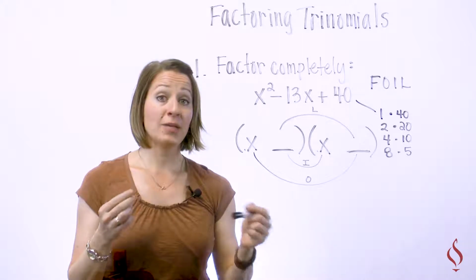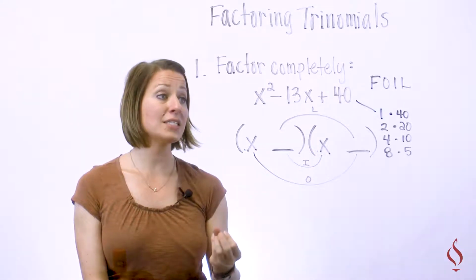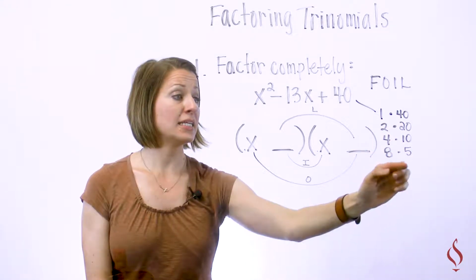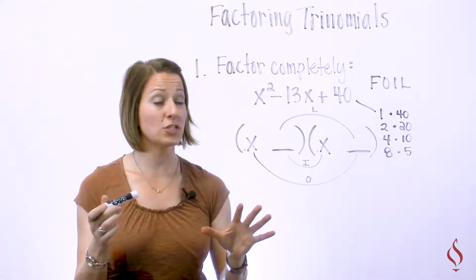So now I want you to go back and pay attention to the sign. We need to multiply to get a positive 40, but then we have to add any set of these numbers together to get a negative 13. So this is really interesting.